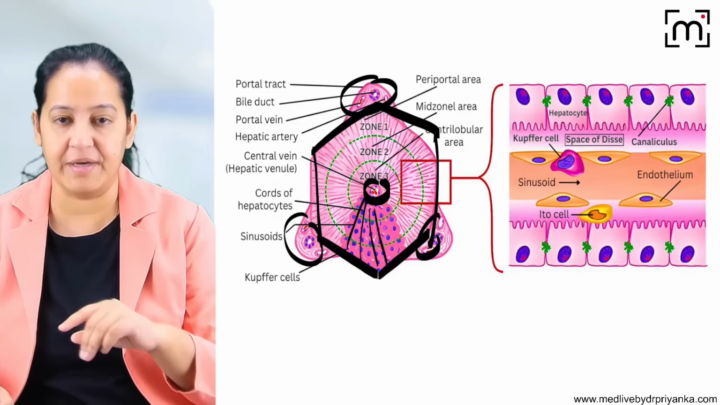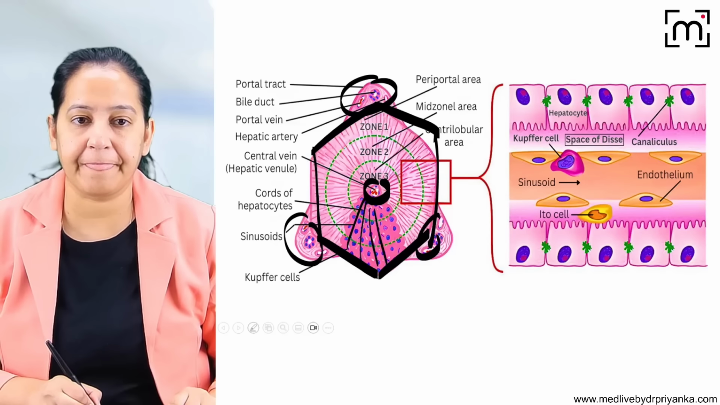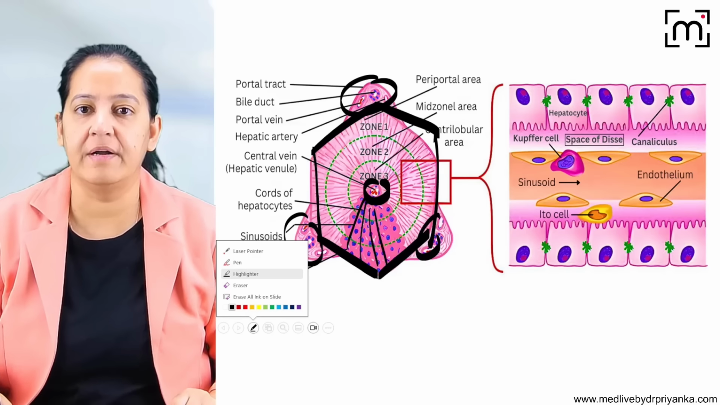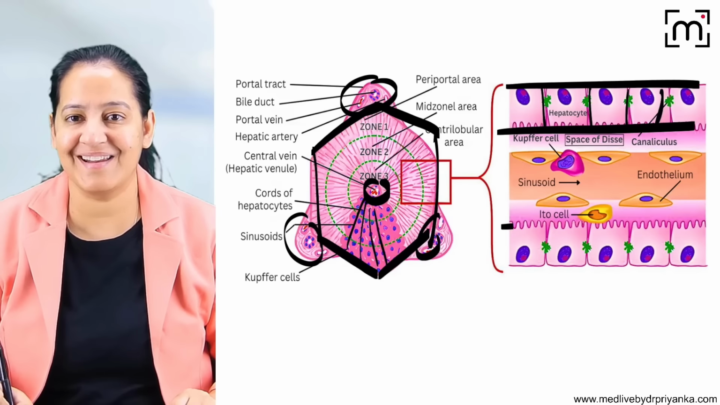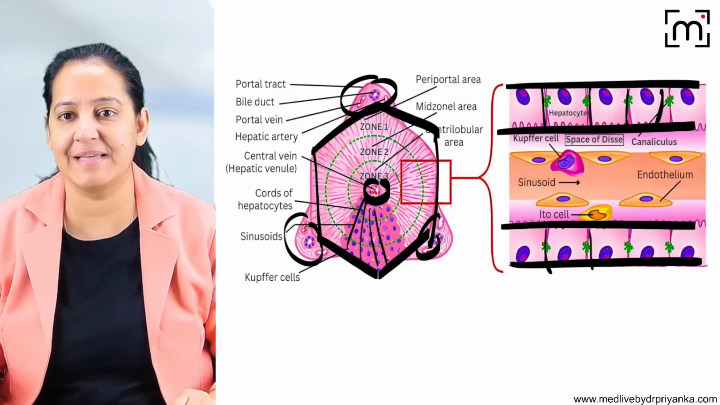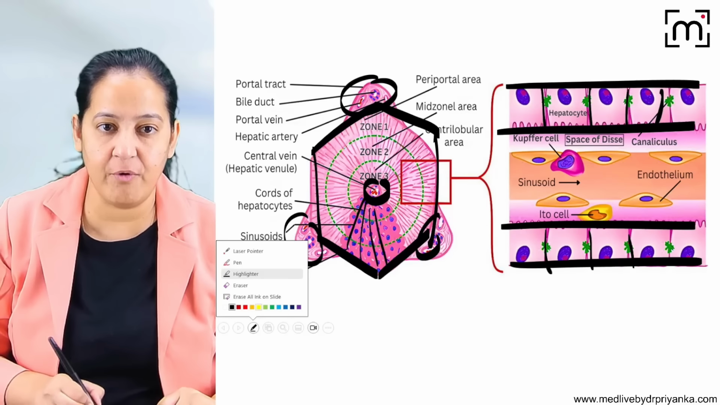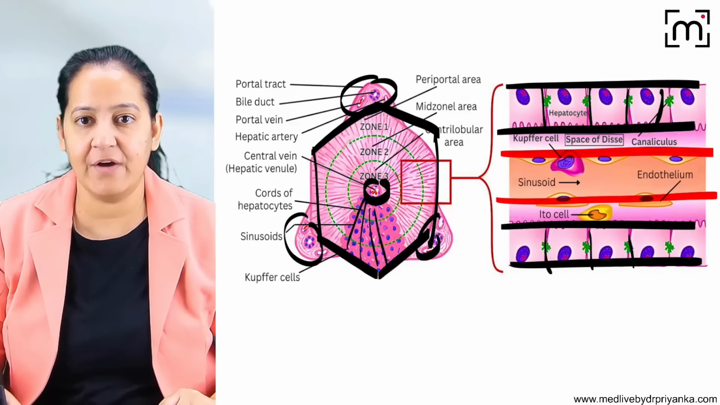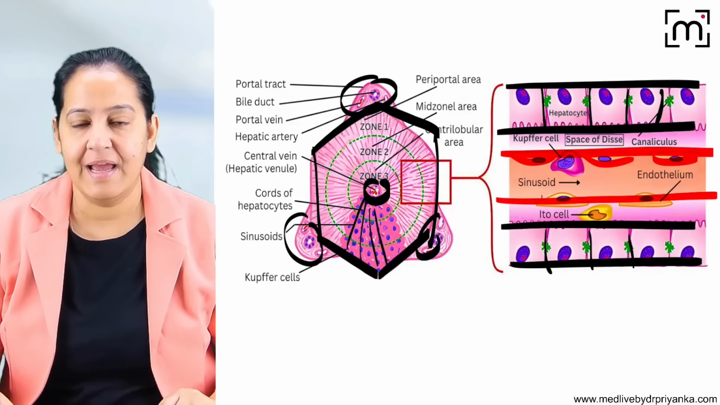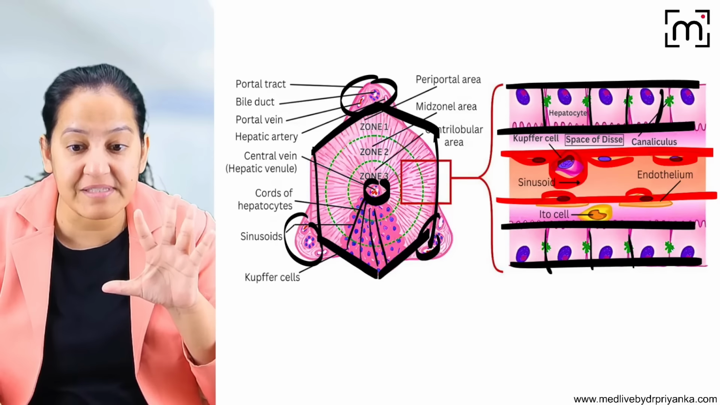Now let me zoom it. Here you can see this is one of the cords. These are the cords of hepatocytes. This is another cord of hepatocytes. Between the 2 cords of hepatocytes, I want you to notice the sinusoid. So this is the sinusoid. See the lining of the sinusoid. This is an endothelial cell. And I want you to appreciate interspersed Kupffer cells also.